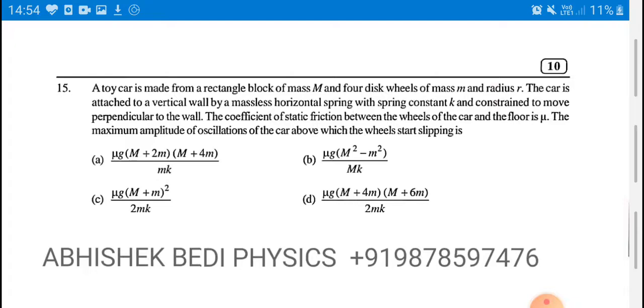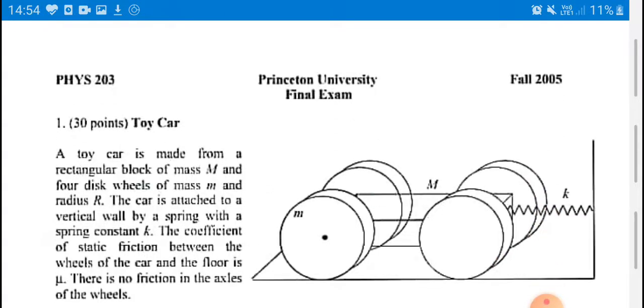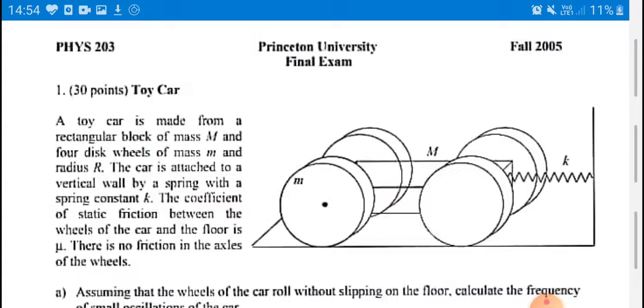A similar kind of question I am familiar with was asked in the 2005 annual examination of Princeton University. That is the same question, but it is more informative than the previous one because we are provided with a suitable diagram also. There are four wheels which are discs, and the platform is connected with a spring K. So we move the spring along the x-axis only, and what we need to calculate here is, when slipping starts, what will be the maximum amplitude.